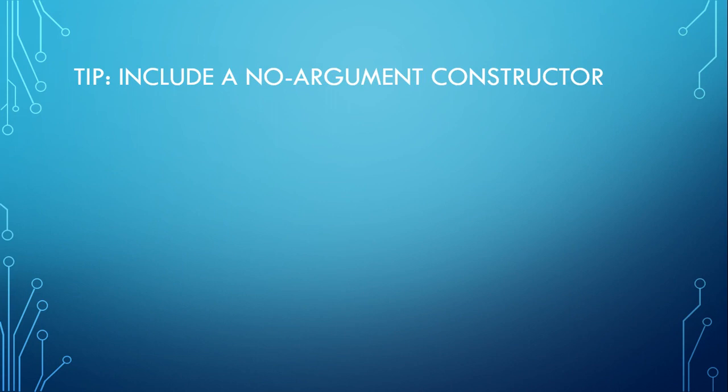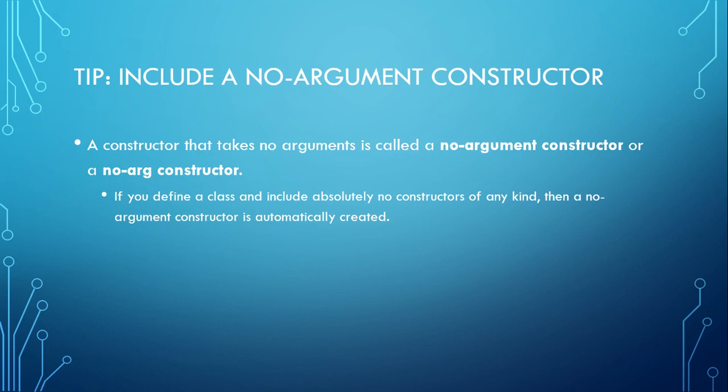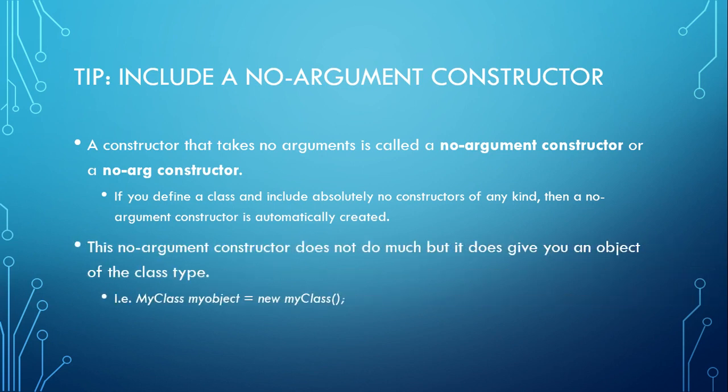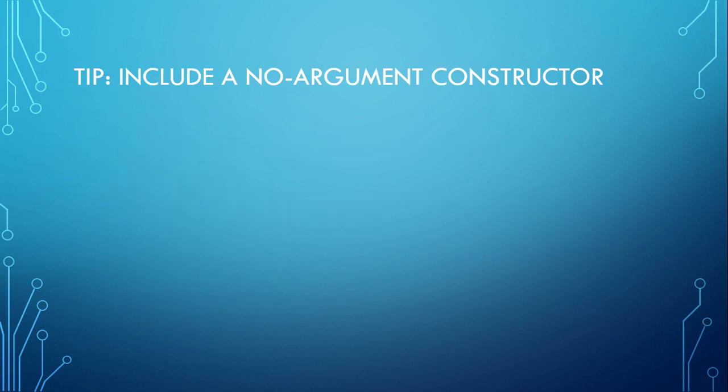All right. One of our last things here: include a no argument constructor. A constructor that takes no arguments is called a no argument constructor or a no-arg constructor. Notice this term right in here, arg. That's very similar to our main method. We always see the term args. That's kind of what this is coming from, the term argument. If you define a class and include absolutely no constructors of any kind, then a no argument constructor is automatically created. This no argument constructor does not do much, but it does give you an object of the class type. So, for example, MyClass myObject = new MyClass().